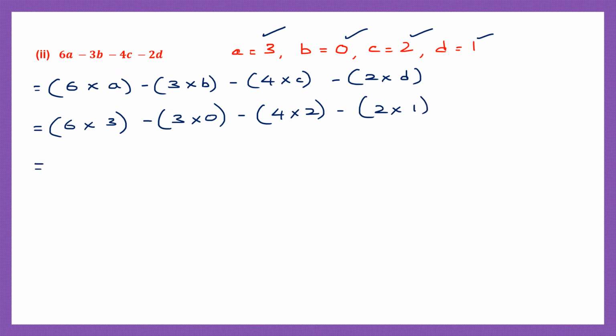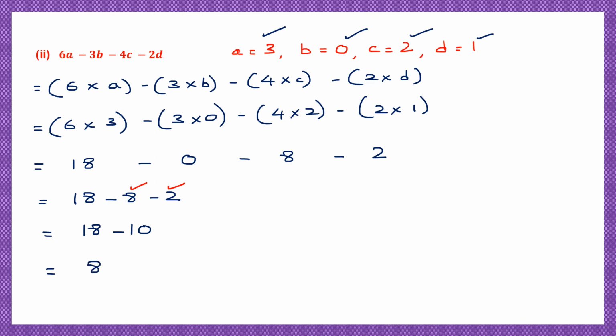So that will be 6 3s are 18 minus 3 zeros are 0 minus 4 2s are 8 minus 2 1s are 2. So that is 18, we'll leave out the 0, minus 8 minus 2. So take the two numbers that have the same sign, that is minus 8 and minus 2. So when signs are the same, we put the same sign and we add 8 plus 2 is 10. So here we have 18. 18 minus 10 is 8. So the answer here is 8.